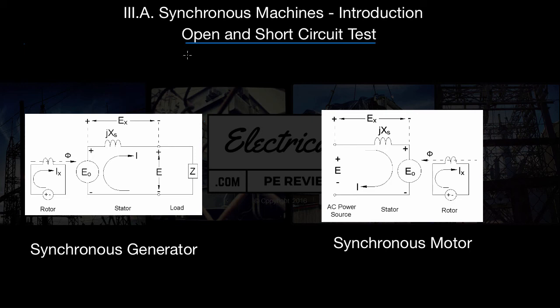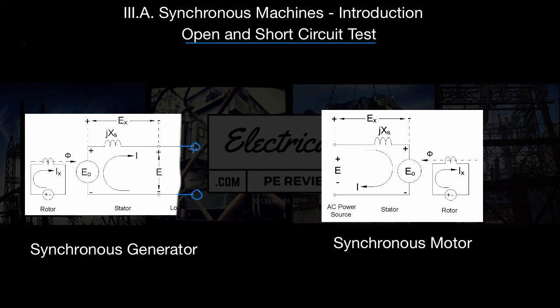It's important to know what they're for, why they do them, and what they can tell us. So first, open circuit, what does that mean? Well, open means that on the stator we're going to open the windings, so nothing's connected. So the stator windings are officially open. I'm just going to draw this out in the generator, but pretty much the same applies for the motor. So open circuit test means that our windings, we don't have any kind of electrical load, they're completely open.